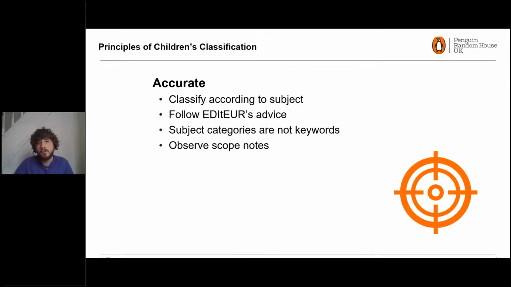So a bit more on the approach we take to classifying children's titles. First and foremost, we're aiming for accuracy. What I mean by this is that books are classified according to their subject and according to the advice of the editor, i.e. the first category is the primary subject. Add as many categories as required, but don't use Thema codes like keywords, and observe the scope notes. Accuracy is key in helping customers and consumers make informed choices, as we've discussed, about the suitability of titles, and Thema's excellent range of subjects and qualifiers is a really big help in this respect.